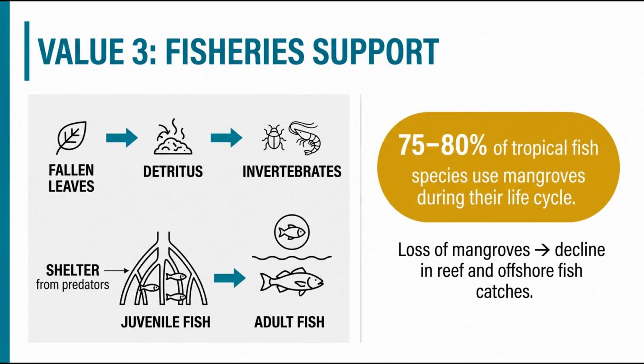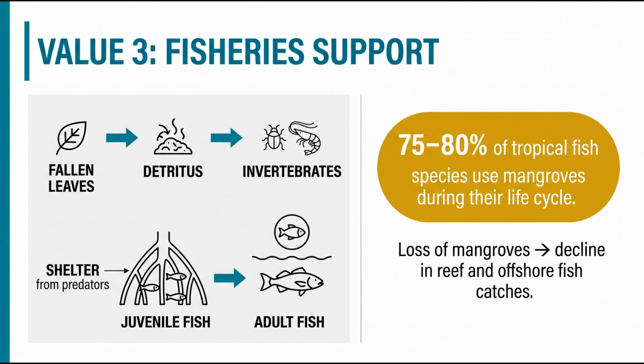Value 3. Fisheries Support. Mangroves serve as critical nursery grounds for juvenile fish and shellfish, and these are species that millions of people's food security and livelihoods depend on. The mechanism works like this. Fallen mangrove leaves decompose into organic detritus. Detritus is a food source for small invertebrates. Those invertebrates attract juvenile fish, which take shelter among the dense prop roots, protected from predators.